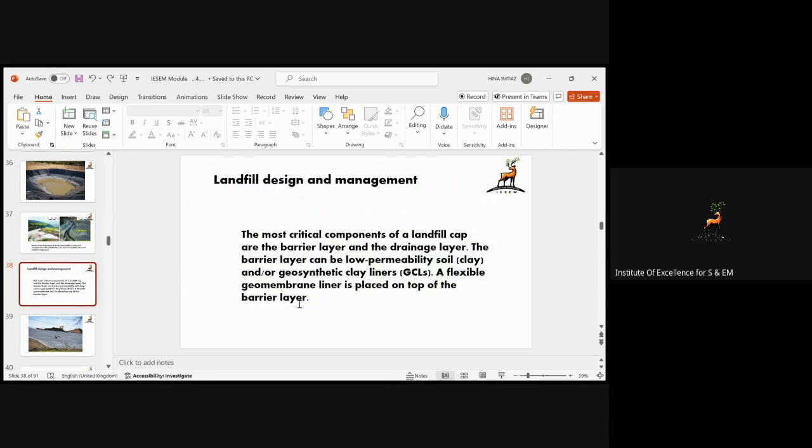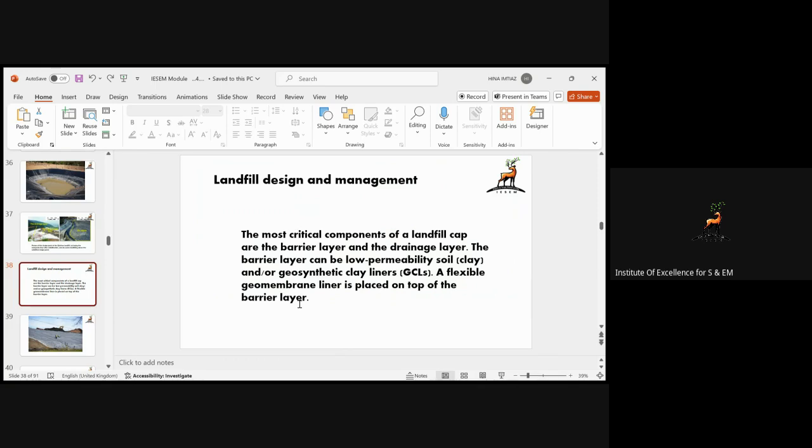Next, after the liner, the second most critical element of the landfill is the capping. The capping of the landfill is one of the most critical components, and it acts as the barrier, and it acts as the drainage layer as well. So the barrier layer can be low permeability and geosynthetic clay liners. Basically, these two things are very important in protecting the environment from the release of the leachate. So liner and the capping.